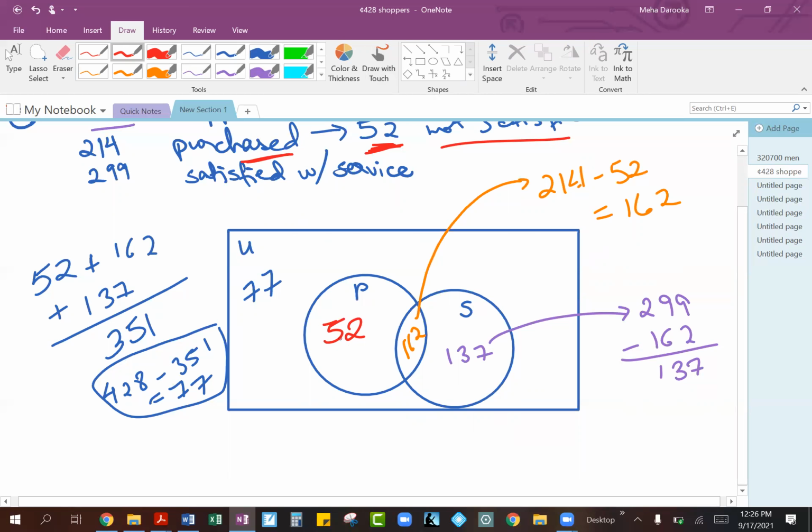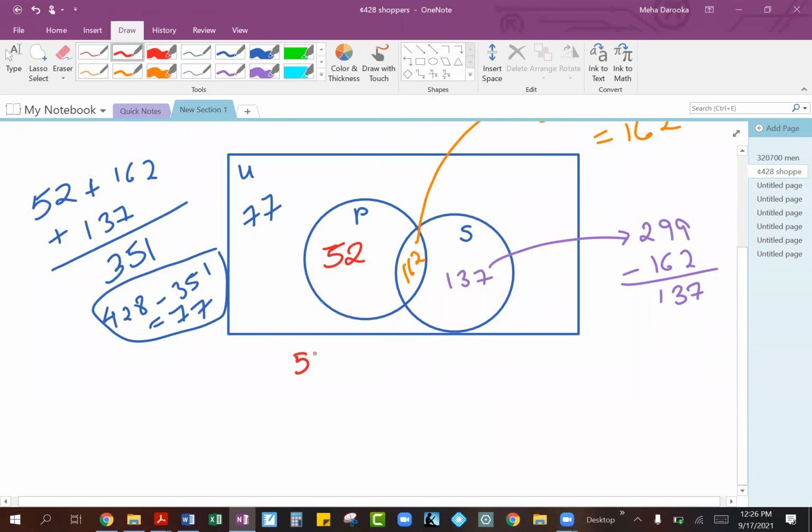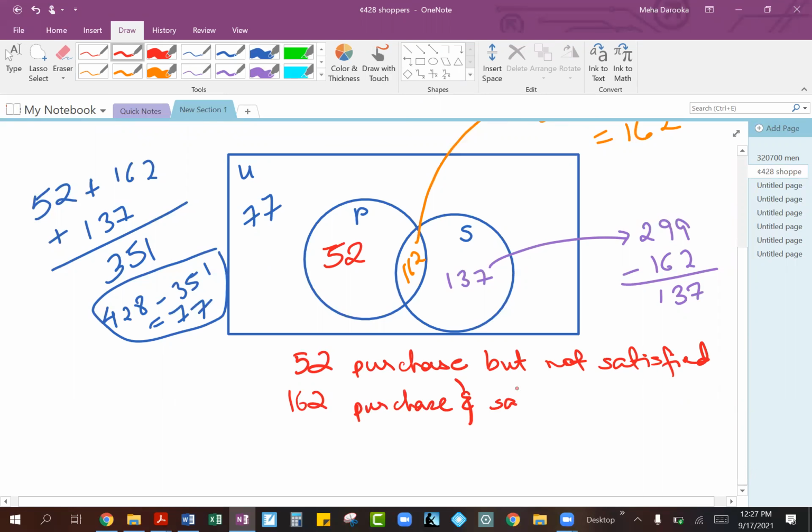So what this is telling us is basically we have only 52 shoppers who made a purchase, but they were not satisfied with the service. So let's see if we can write this down. 52 shoppers who made a purchase, but are not satisfied with the service. You have 162 shoppers who made a purchase and they are satisfied with the service.